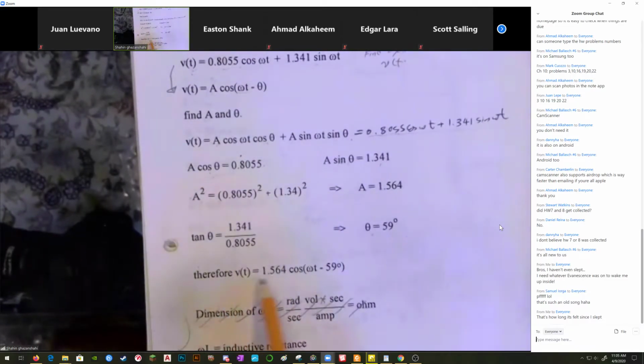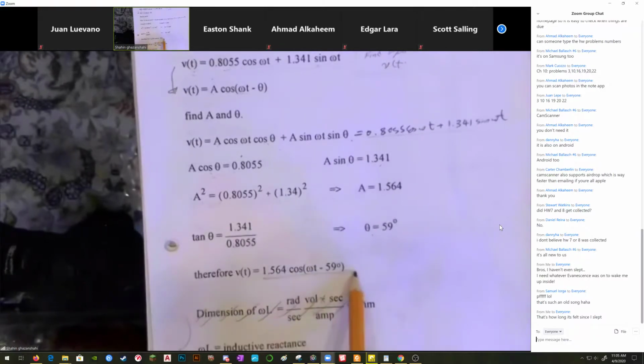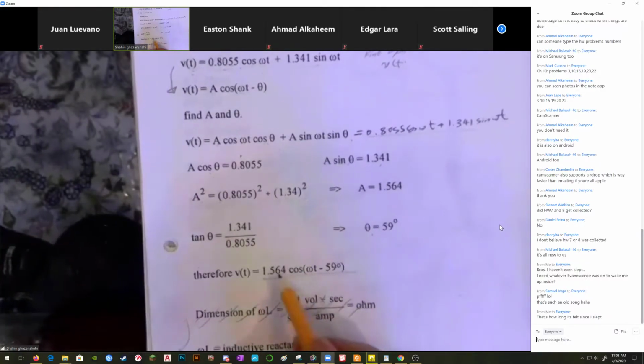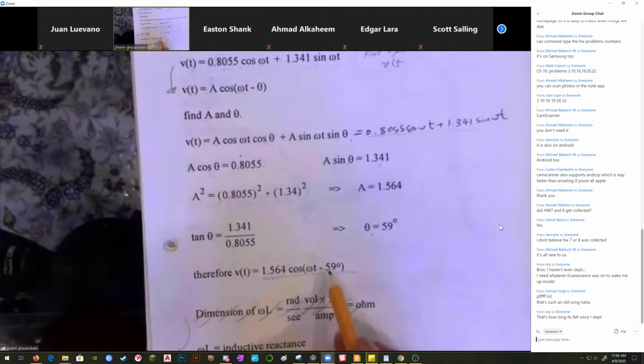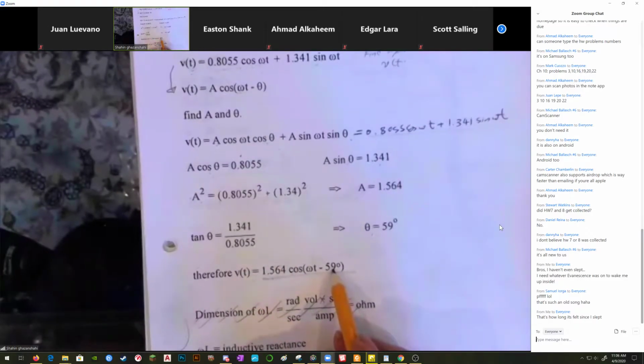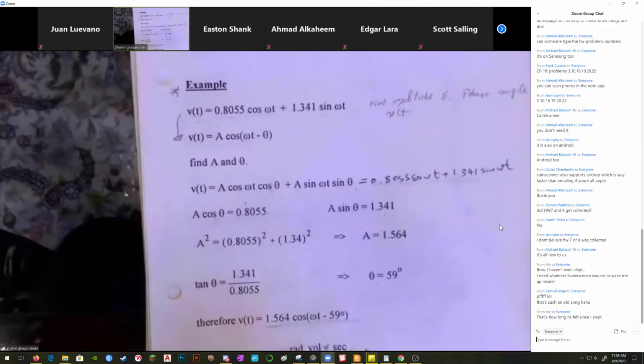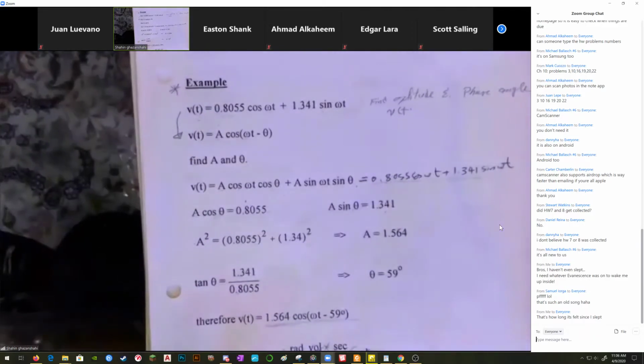So now my voltage V of t is a cosine function with this amplitude and this phase angle. Is that clear? So now you know all kinds of homework problems. You can do the homework problem. I wanted to rush through it.